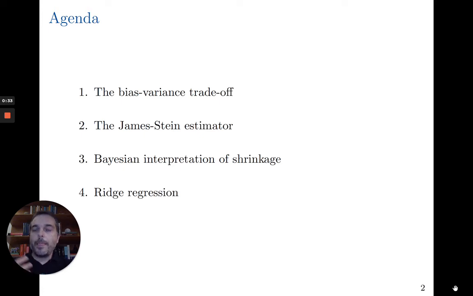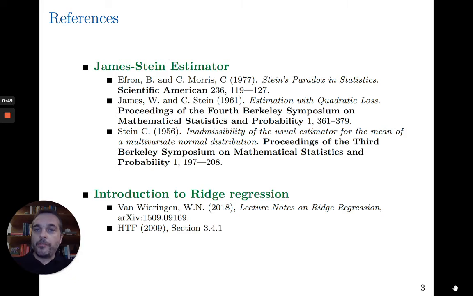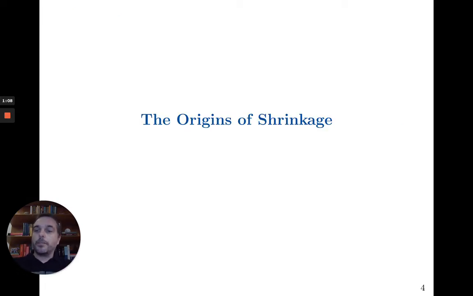So in this first block, I'm going to talk about the bias-variance trade-off, the James-Stein estimator, a Bayesian interpretation of shrinkage, and start with ridge regression. There are a couple of references about the James-Stein estimator and a very good introduction to ridge regression, some lecture notes that you can download from arXiv, and of course our textbook by Hastie, Tibshirani and Friedman. Okay? So let's start with the origins of shrinkage.